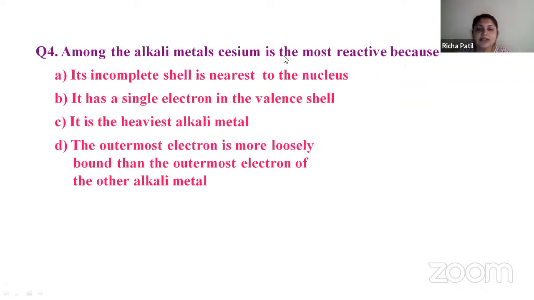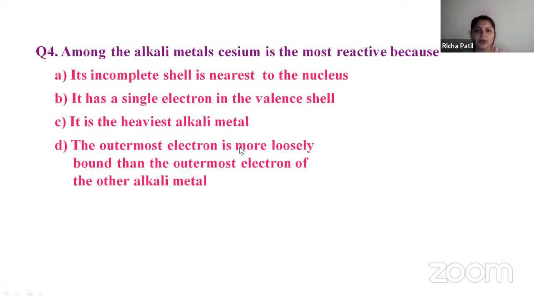Among the alkali metals, cesium is the most reactive metal. What is the reason why cesium is the most reactive? See the options and answer. Why is cesium most reactive? The outermost electron, so the option is D. The outermost electron is more loosely bound than the outermost electron of the other alkali metals.